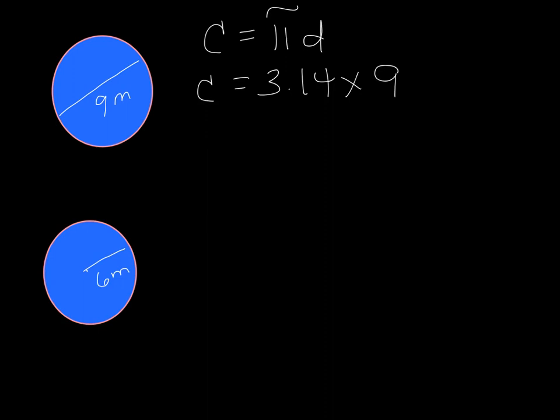Okay, I'm just going to do a couple of other examples. All right, so the circle on the top, we're going to find the circumference for. We have the diameter. We know it's the line segment that runs from one side to the other right through the center. Apply our formula. C equals pi times d. C equals 3.14 times 9.